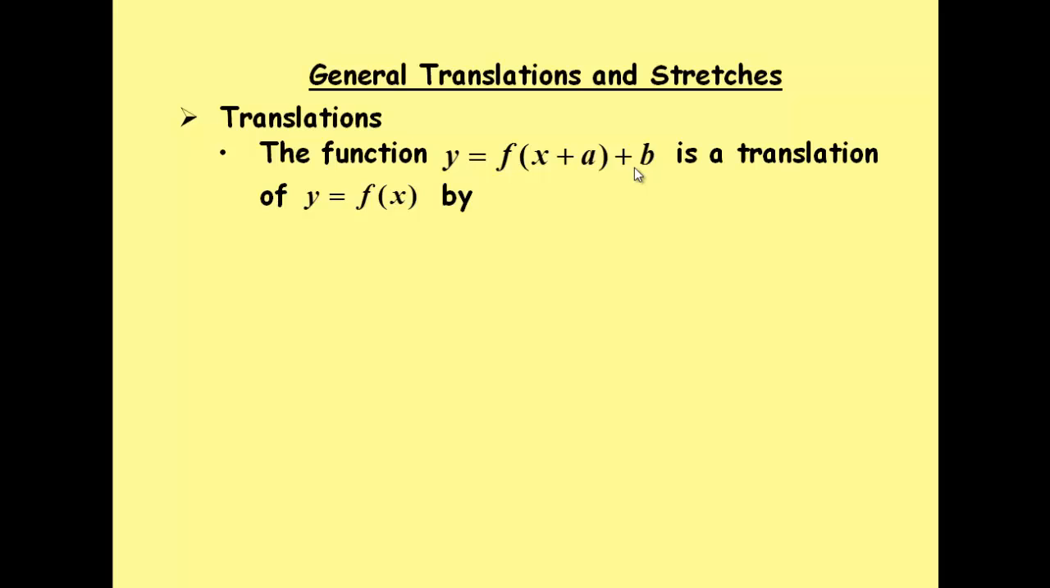Translations, well, if plus b comes after the function, it's a translation in the y direction. And here we've got a plus a, which is in with the x, and that's where we get a translation of minus a in the x direction. Remember, the sign changes. Remember back to the transformations we've done previously in Core 2.